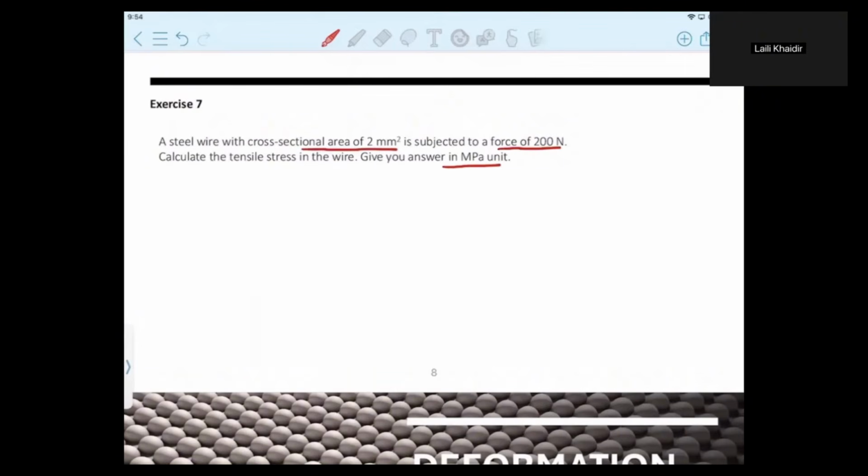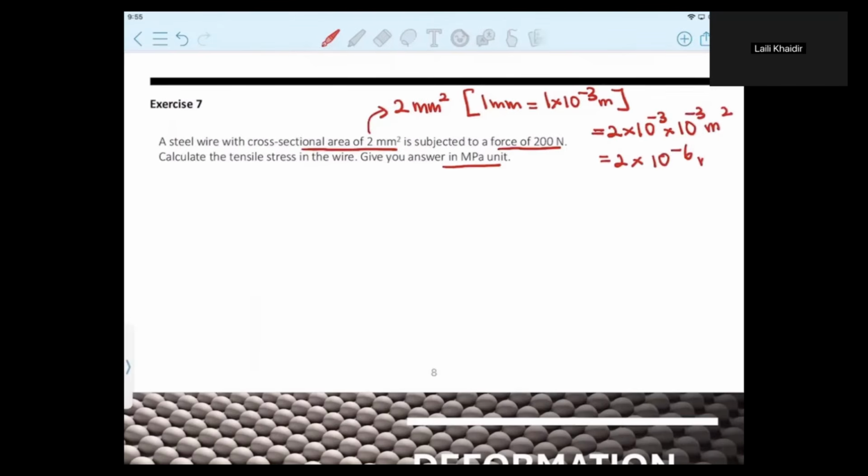Okay, so area is in 2 millimeters squared. So what you need to do is to convert this first. So 2 millimeters squared, we know that 1 millimeter is equivalent to how many meters? 1 times 10 to the power of negative 3 meter. Am I right? So 2 millimeters squared would be equivalent to 2 times 10 to the power of negative 3 times 10 to the power of negative 3 meters squared, which is 2 times 10 to the power of negative 6 meters squared. Okay, so this would be our new area in meters squared.